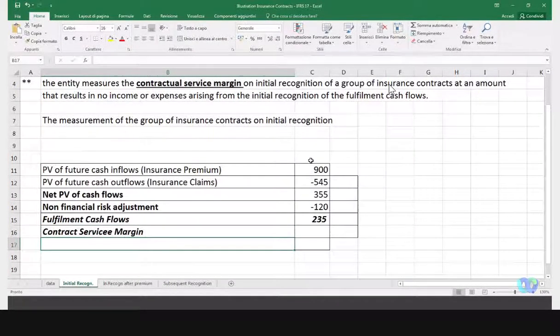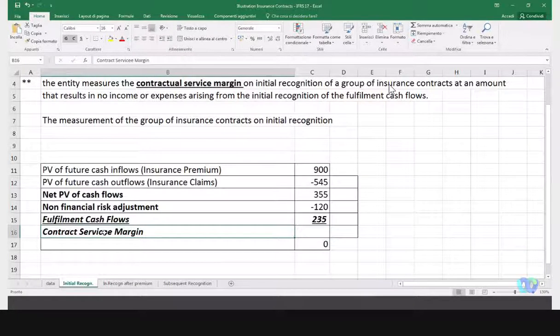What we are doing is comparing cash flows, inflows, outflows, combining them together, okay? Then add the non-financial risk, combine them together, and you take the first important amount over here, fulfillment cash flows. Now remember, this is the initial recognition. The standard told you that there is no day one profit. This is something to take away from this lecture, by the way. That means that when you recognize the contract right now, you need to recognize the amount of zero over here. How do you come up with a zero amount?